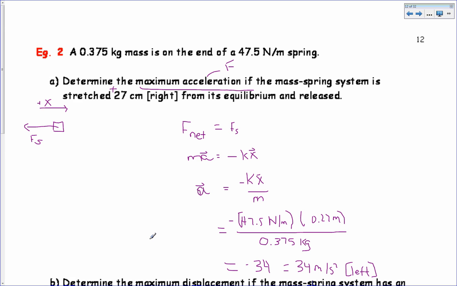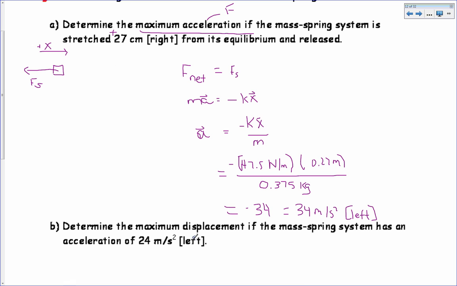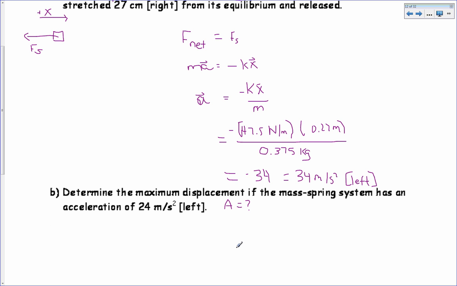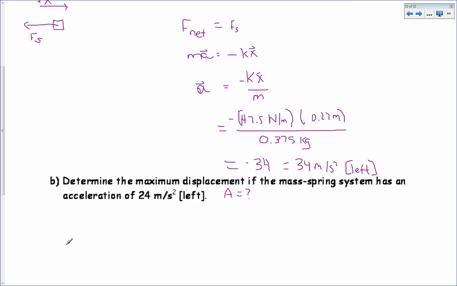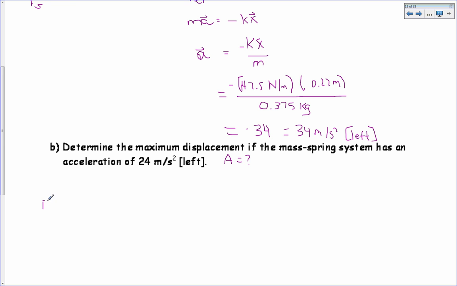So part B, determine the maximum displacement. We want to find A, if the mass spring system has an acceleration of 24 meters per second squared left. So now, if it has an acceleration to the left, its displacement again is going to be to the right. So F net equals Fs.